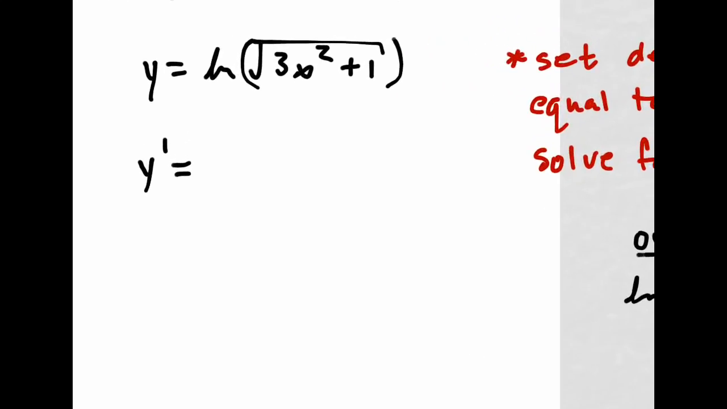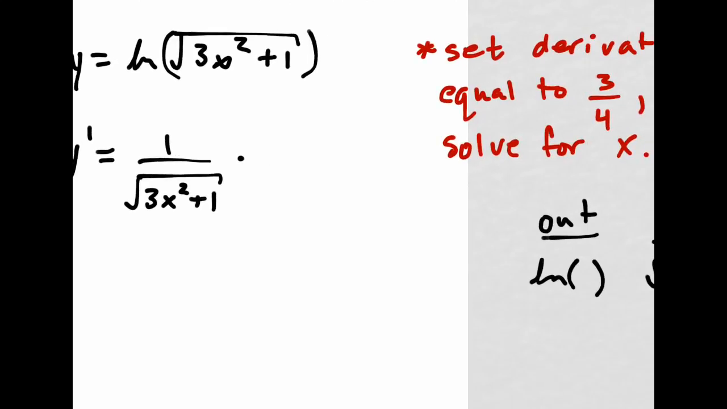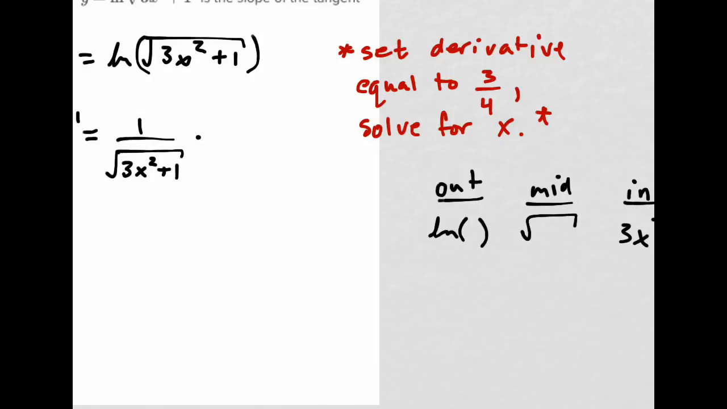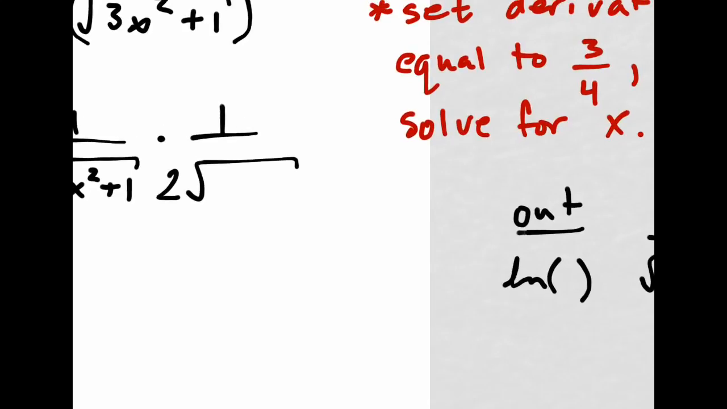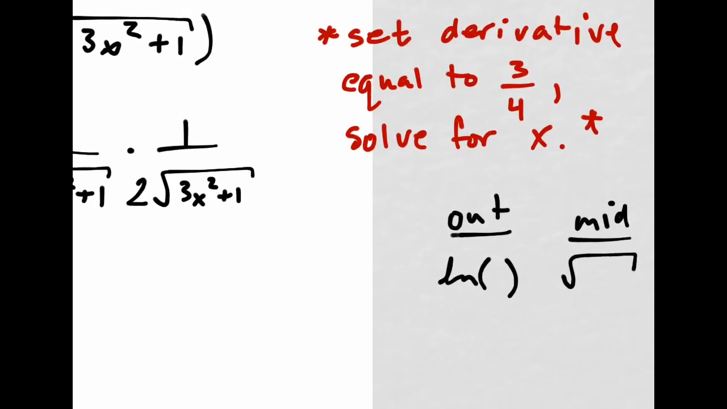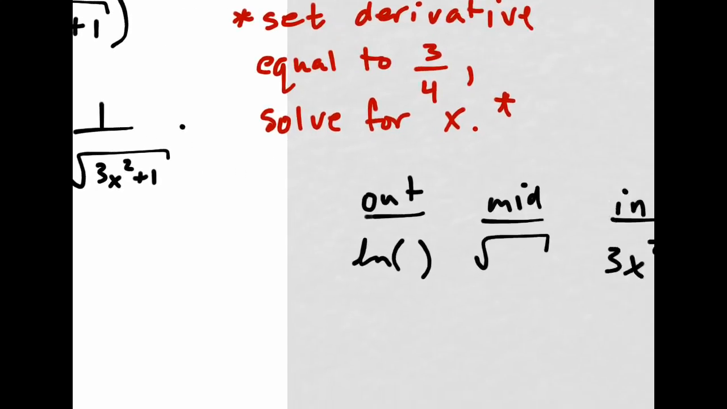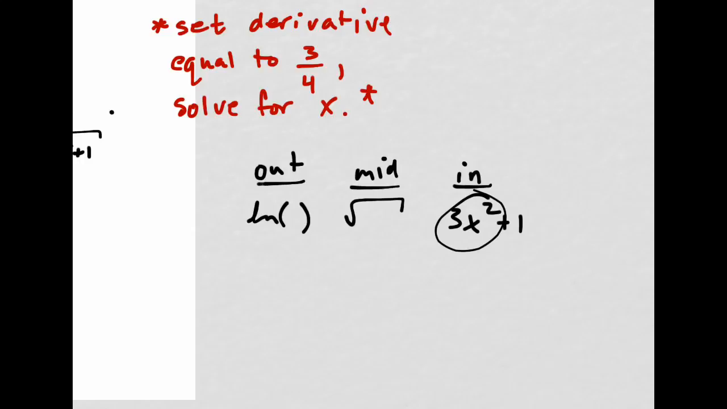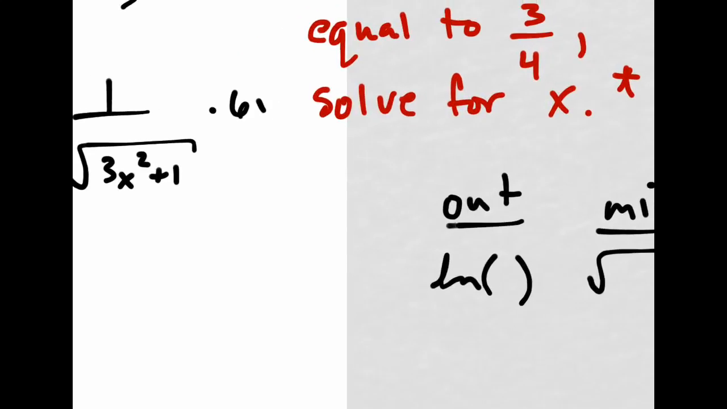Okay, derivative of the outside with the inside the same. Square root of 3x squared plus 1 times the derivative of the inside. So the derivative of the natural log, that's 1 over whatever's on the inside. Times the derivative of the inside, that's the middle part. Well, that's 1 over 2 square root. You keep the inside the same, 3x squared plus 1. And then times the derivative of the very, very inside, which is just 6x.